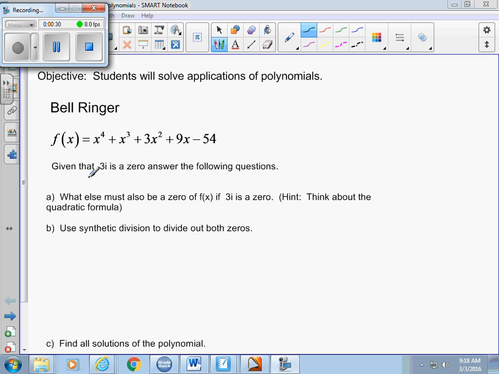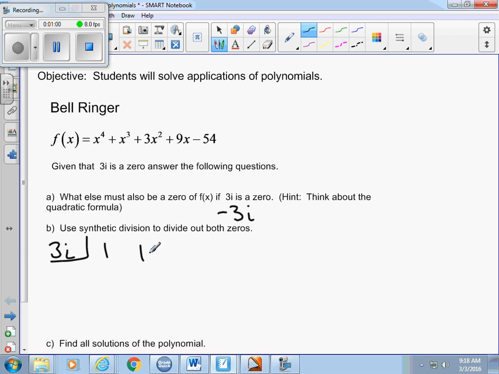If 3i is a zero, what else must be a zero? Why would negative 3i have to be a zero also? Because when you get the 3i, it's a square root, and so it comes with a plus or minus square root, always in the quadratic formula. So use synthetic division to divide the 3i and negative 3i out. We've never done that before, so this will be the first time you've seen this.